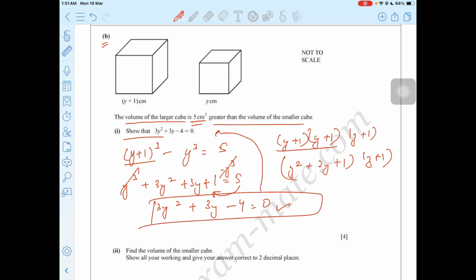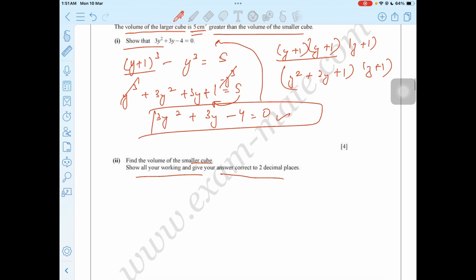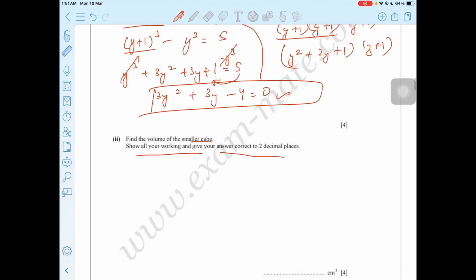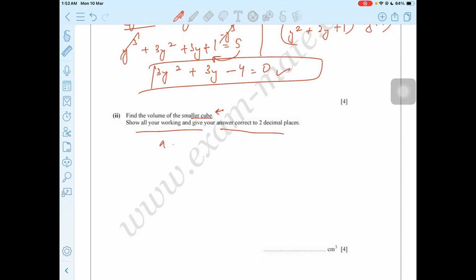Find the volume of the smaller cube. Show all your working, giving your answer correct to 2 decimal places, right? So we need to calculate the volume of the smaller cube. We can calculate the value of y, then we can calculate the volume of the smaller cube, right? So let's just quickly solve this by using the quadratic formula, where we have our a as 3, we have our b as 3, we have our c as negative 4.